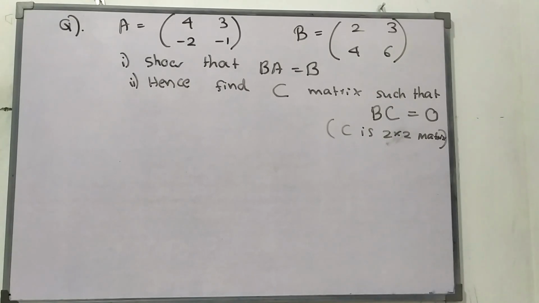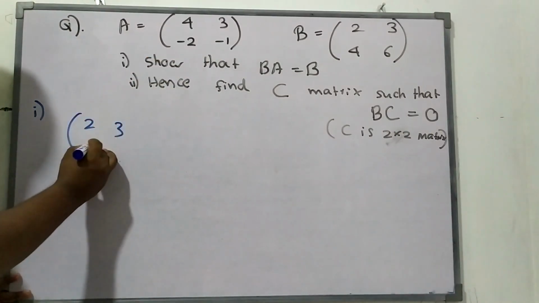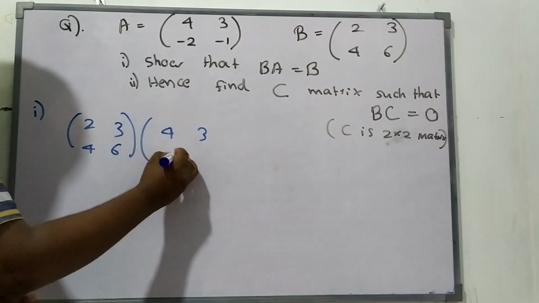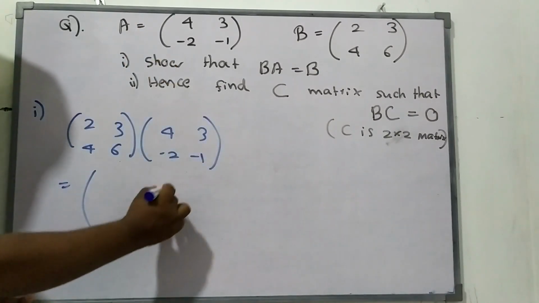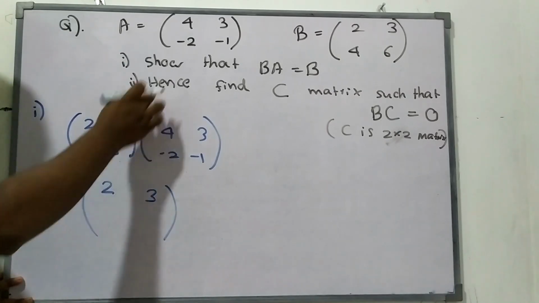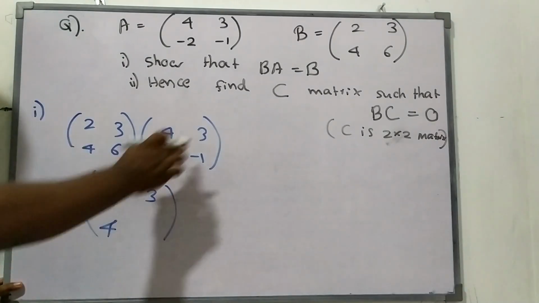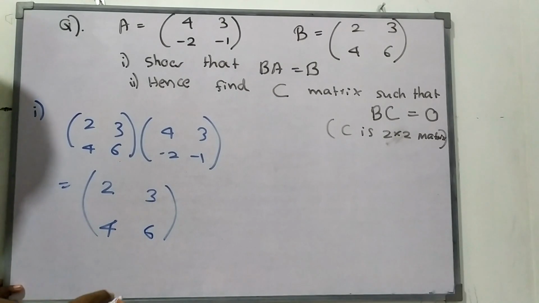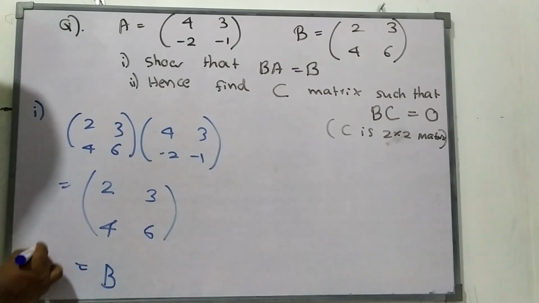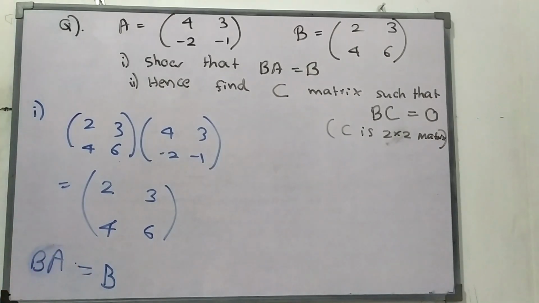So before I explain, you just need to find it. So at least one, row number 1. So B, you know, B means 2, 3, 4, 6. 4, 3 minus 2 minus 1. 8 minus 6 is 2. 6 minus 3 is plus 3. 16 minus 12 is 4. 12 minus 6 is plus 6. So this is B, right? Therefore, BA equals B.